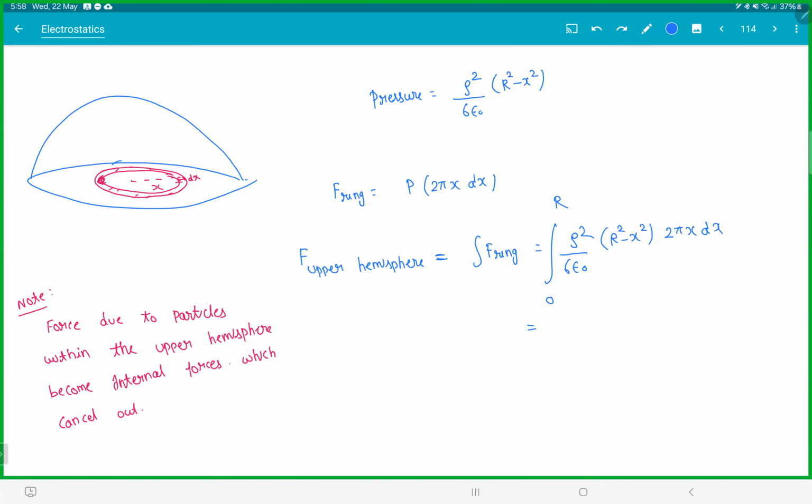Clear with this pressure thing? It looks more like fluid mechanics, no? Pressure doesn't give you a feeling of electrostatics. Yeah, welcome to life.